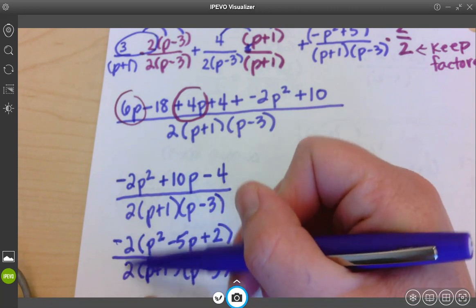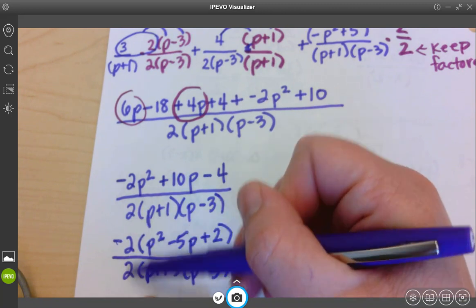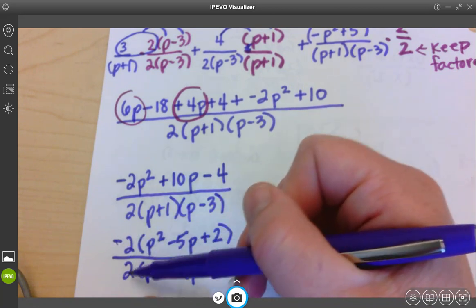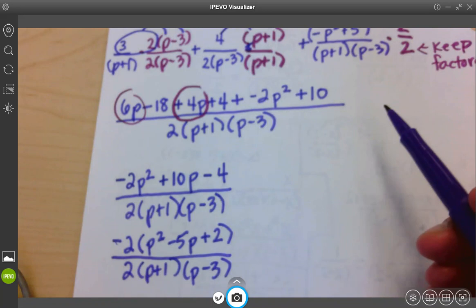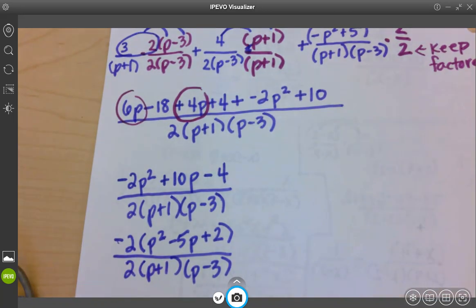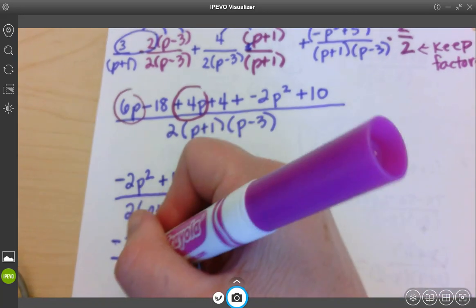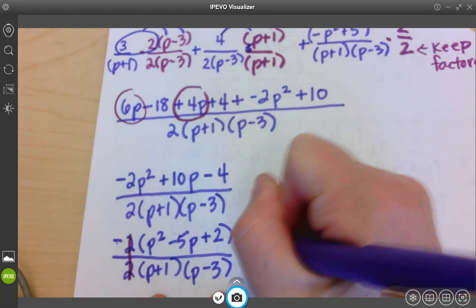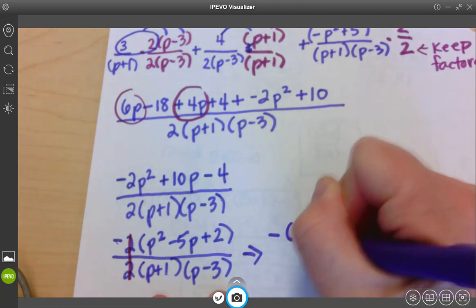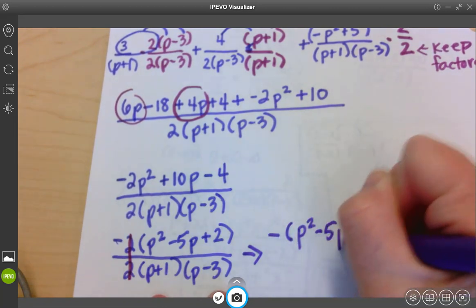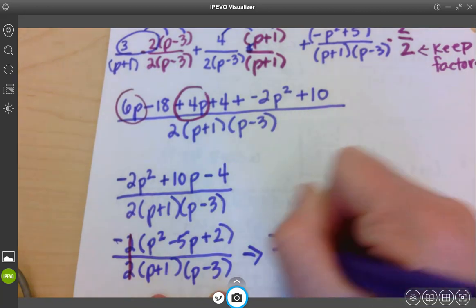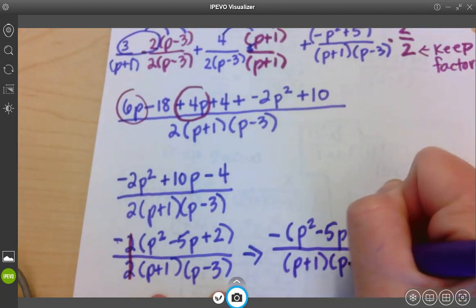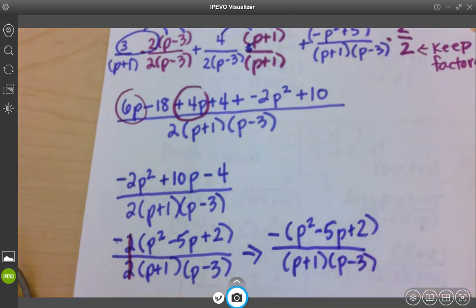You see this? The 2 parts can cancel. I will still be left with a negative sign here. So that negative will come down and the 2's will cancel. So remember that when this 2 is multiplied, it can cancel. So bring this over with the negative sign. And then p plus 1, p minus 3. Okay.